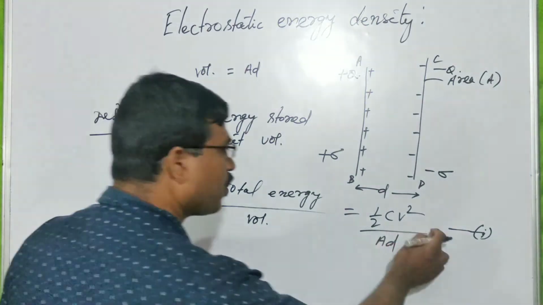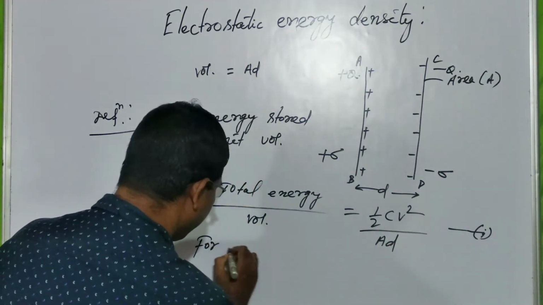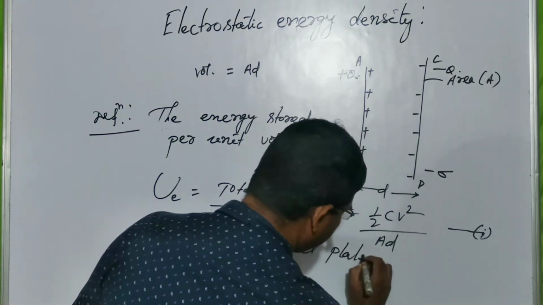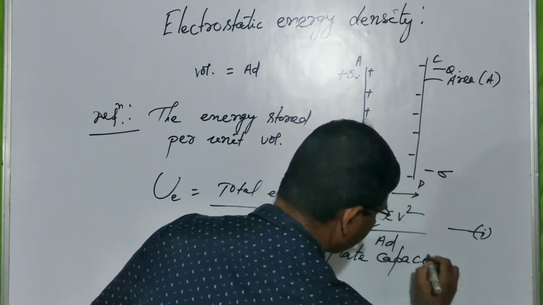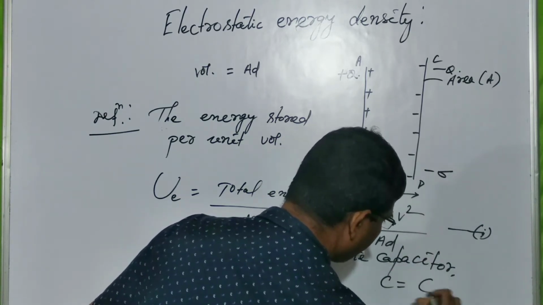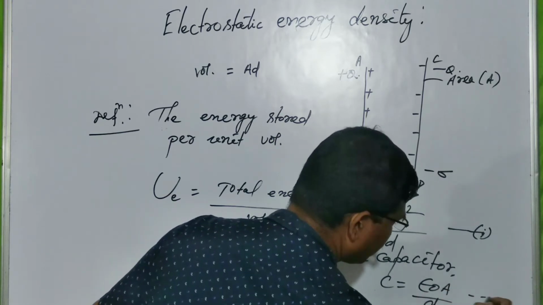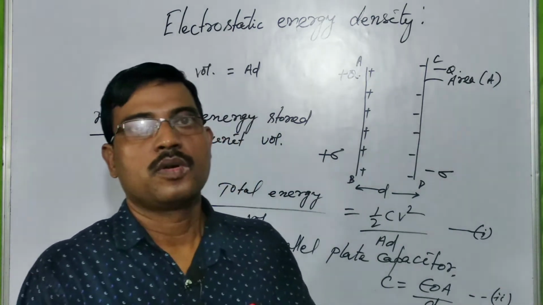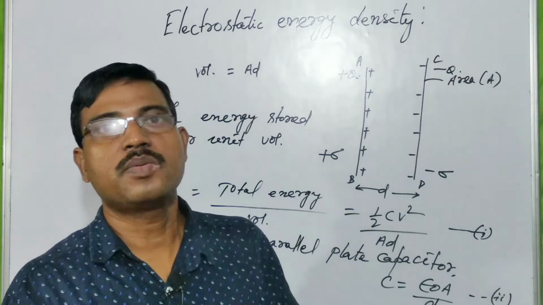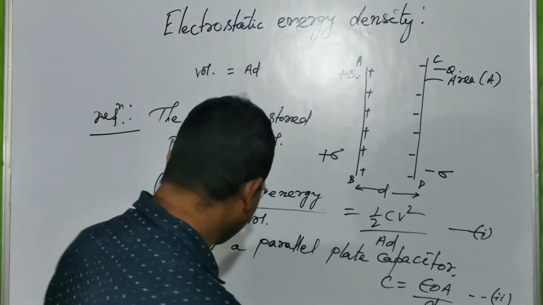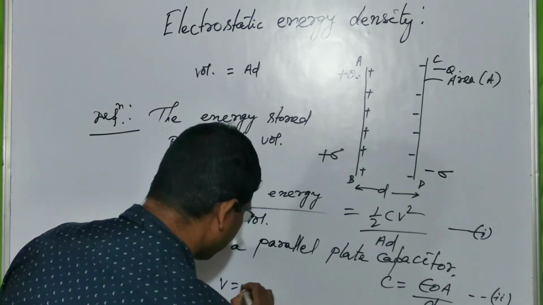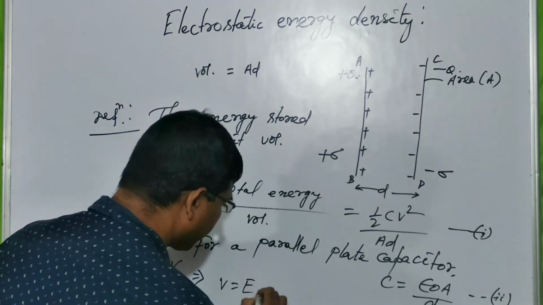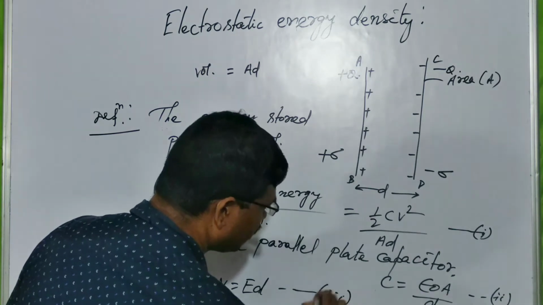Come to the point. For a parallel plate capacitor, C is equal to epsilon naught A by D, that you know. Suppose this is equation 2. When a capacitor is charged through an electric field, a potential difference develops. At that time, E is equal to V by D, that you know. So V is equal to E D. Suppose it is equation 3.